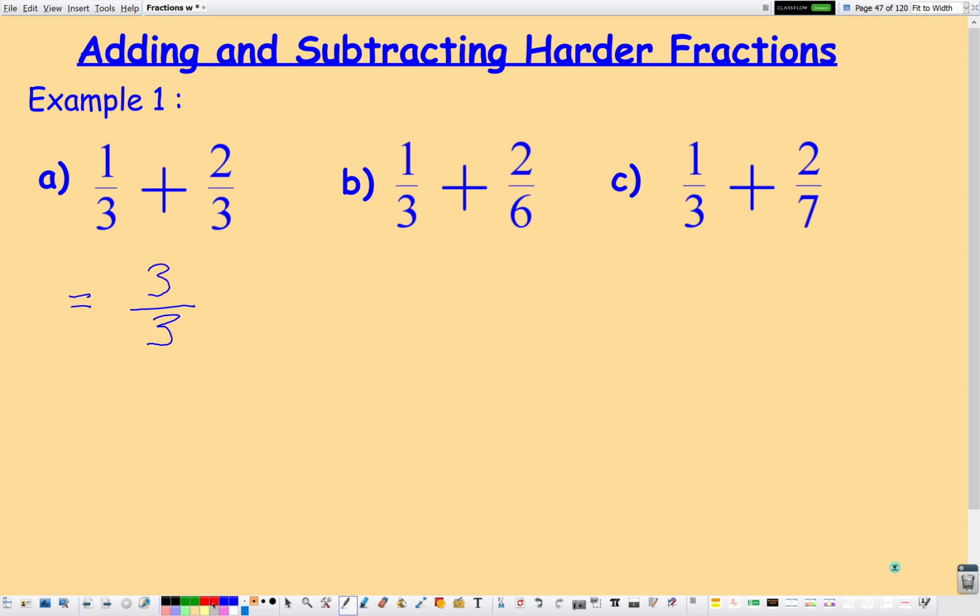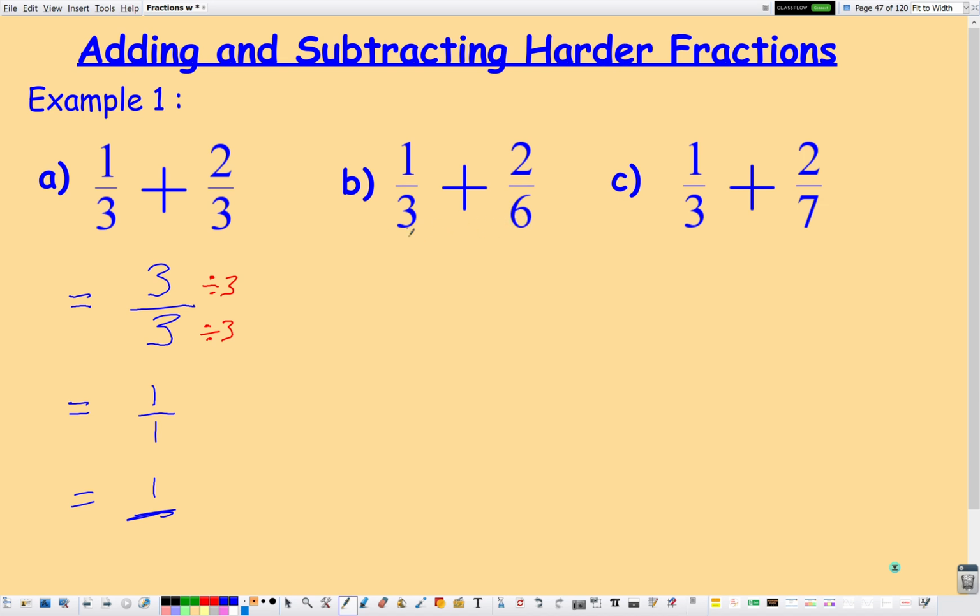Now 3 over 3, that is a fraction that can be simplified. Anytime we have a number on the top that is the same as the bottom, that means there is one whole, one out of 1, which is one whole. Okay, but focus on the fact that because they were the same denominator, we were able to just add them straight away. Now example B, we have 1/3 plus 2/6.